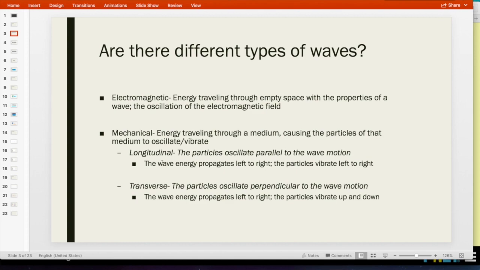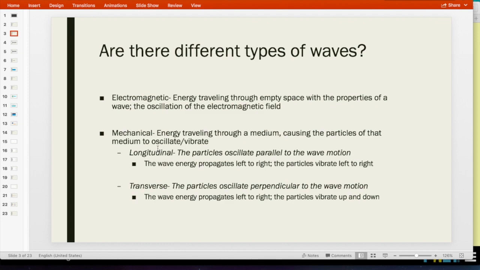Mechanical waves, that word mechanical in physics is a fancy word that basically means stuff that can move around, matter that can move. So mechanical waves are formed from energy traveling through a medium. It does require a substance through which to travel, unlike light. Mechanical waves are matter being wiggled around by energy. That's kind of the basic definition of a mechanical wave. Matter being wiggled around due to energy passing through. The energy propagates through the matter, and the particles of that medium oscillate or vibrate.